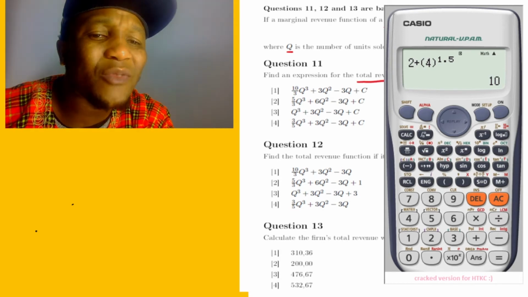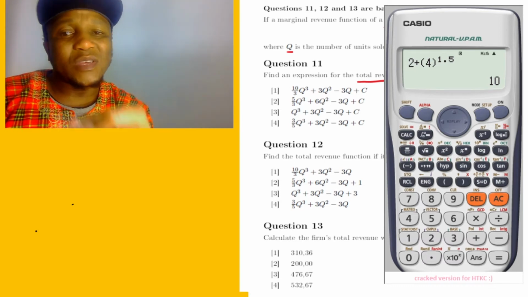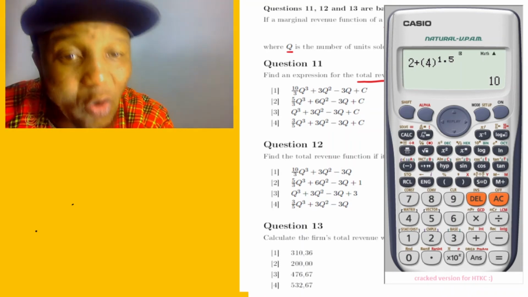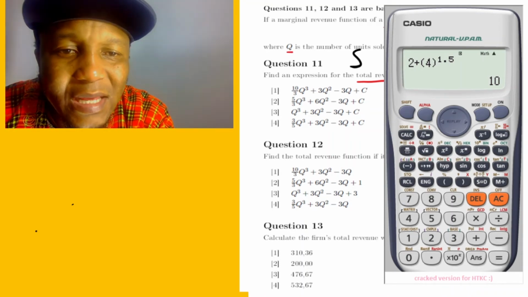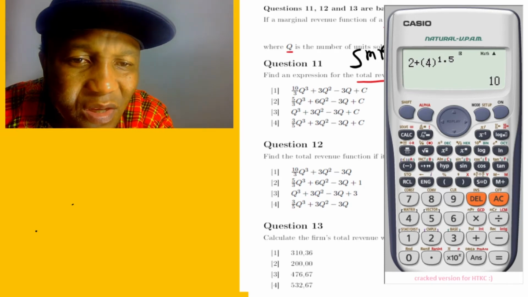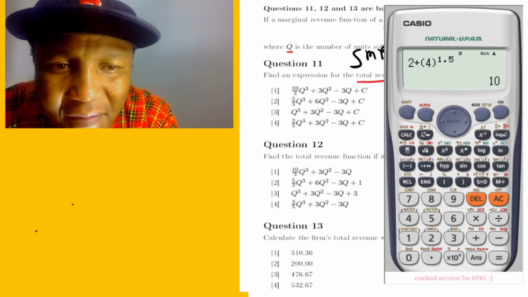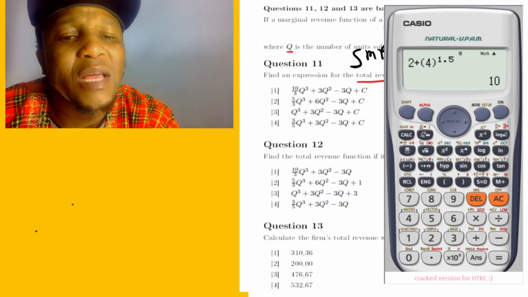So we have a marginal revenue, and then we want to get what? Total revenue. How do we get total revenue from marginal revenue? Easy. Look, if you integrate the marginal revenue, you're going to get the total revenue.